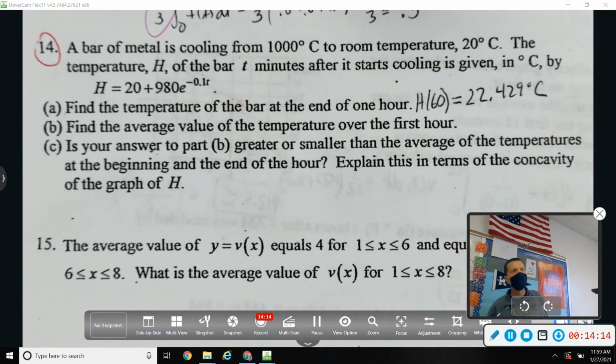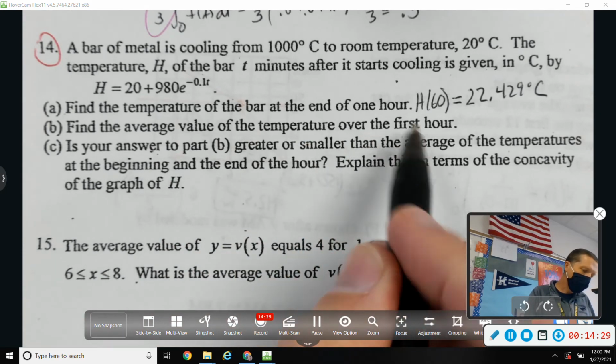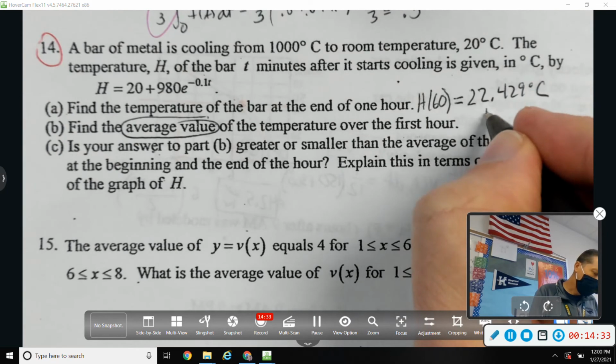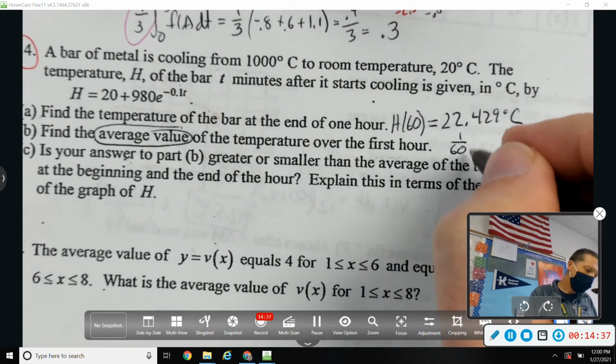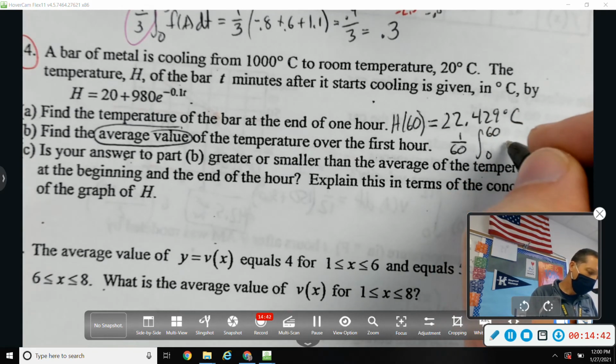Seems a little low maybe, but at least it's not lower than 20. I didn't expect it to be 987. So lower than I thought, but I think still reasonable. Find the average value of the temperature over the first hour. So that would be 1 over 60 to get the average. So 1 over the width times the area.